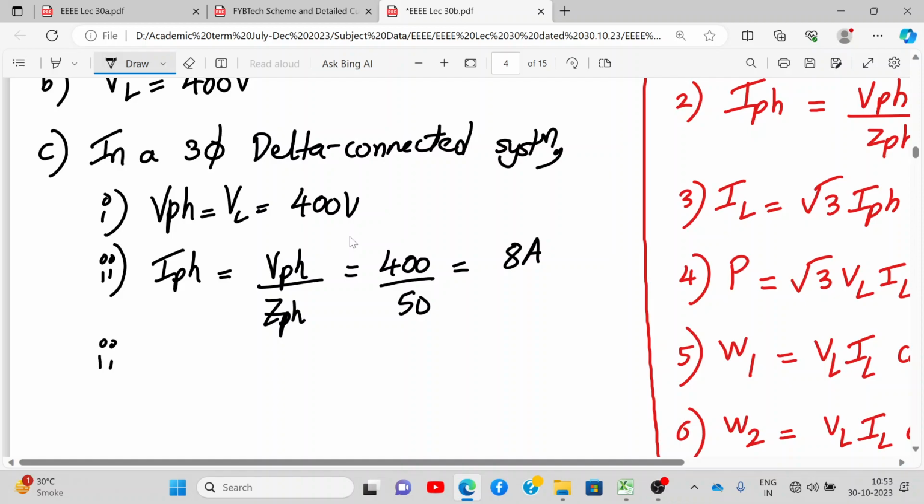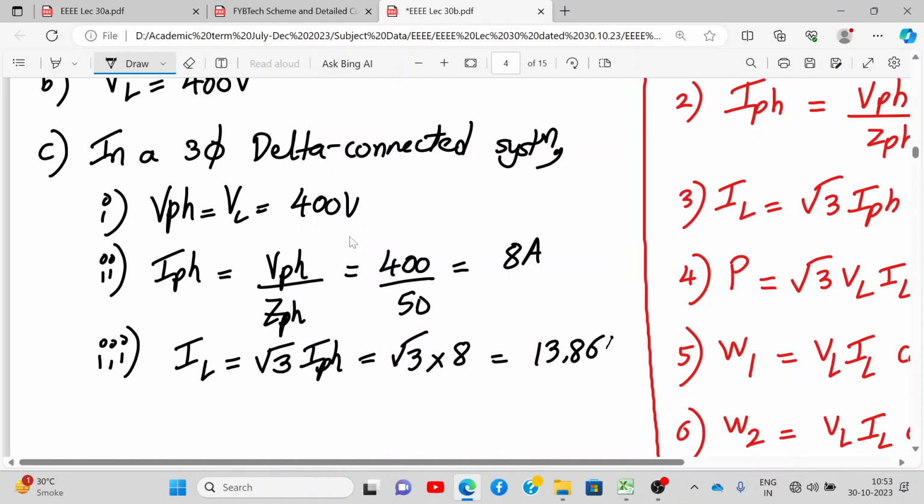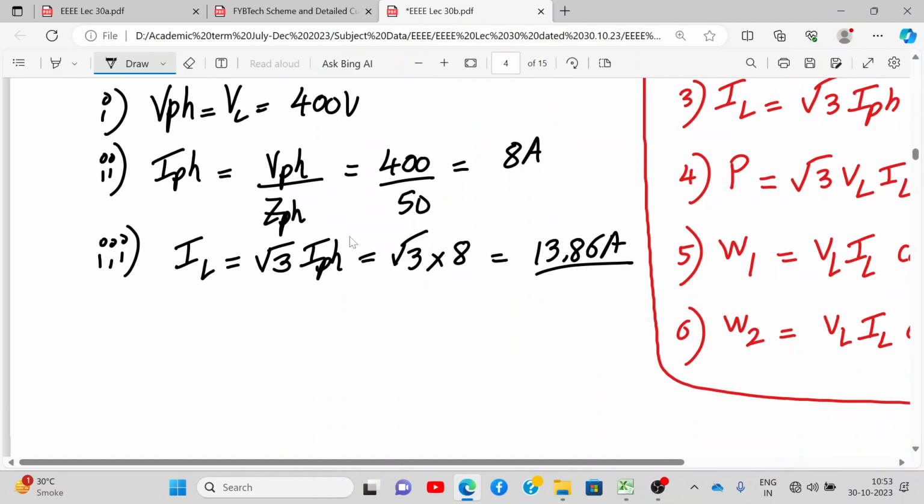Now calculate line current. In a three-phase delta connected system, line current is root 3 times phase current. Last lecture we compared star connected and delta connected systems. So it will be root 3 times 8, that will be 13.86 amperes. Please write it down.